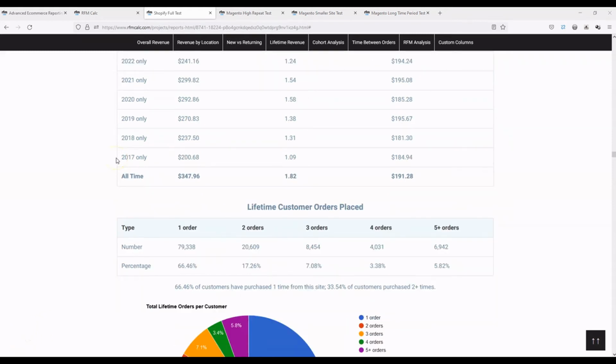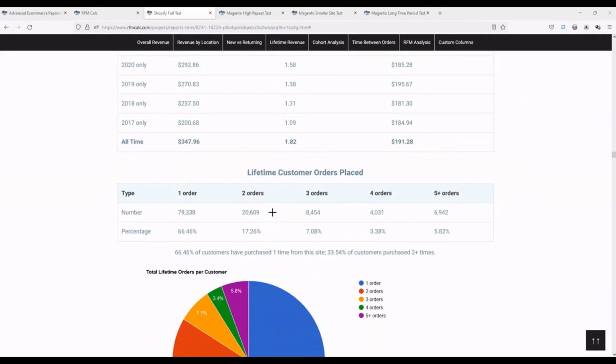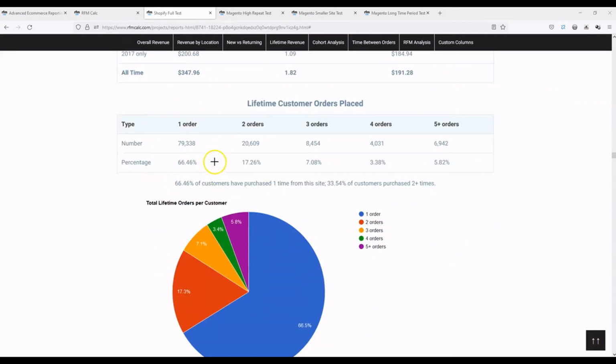So the next section of the report is lifetime customer orders placed. So this basically shows how many customers as a percentage are placing 1, 2, 3, 4 or 5 orders based on your site. So you can see for this particular site, the majority of customers, 66.46%, even though we've got quite a high lifetime revenue, are only placing 1 order. So this is obviously really valuable data to know, and we split this into a pie chart here as well.